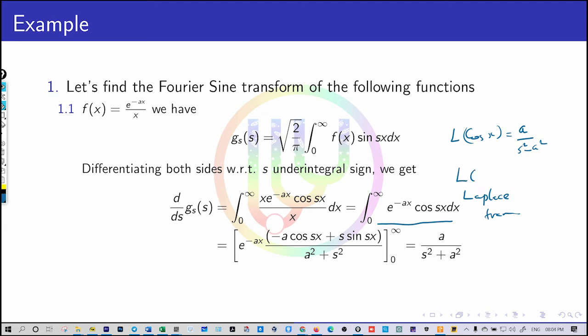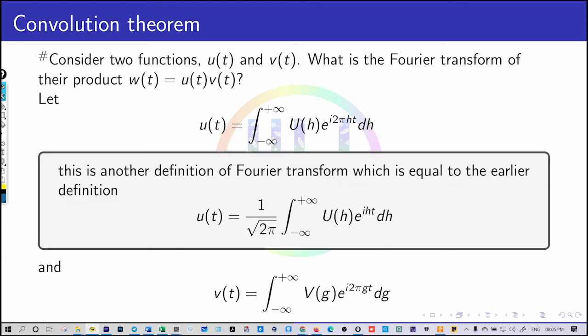Therefore, the Laplace transform of e raised to minus ax cos sx is equal to a divided by s plus a, the whole square, minus a square. Sorry, s plus a whole square. So in common this will be s square plus a square. Using Laplace transform you can evaluate this right away. Don't go for the other way. Okay, so that is it.